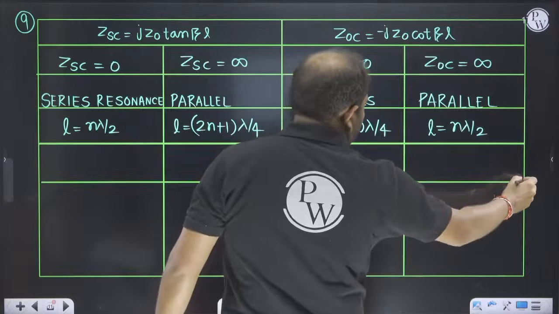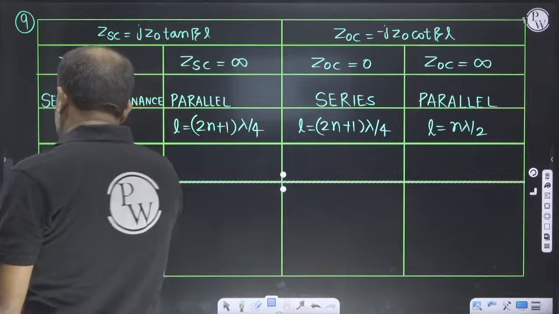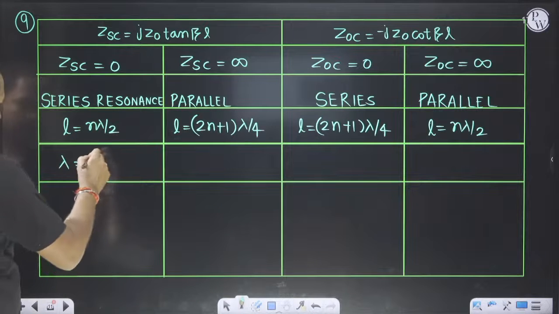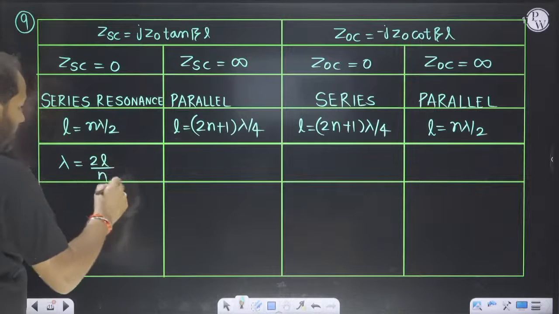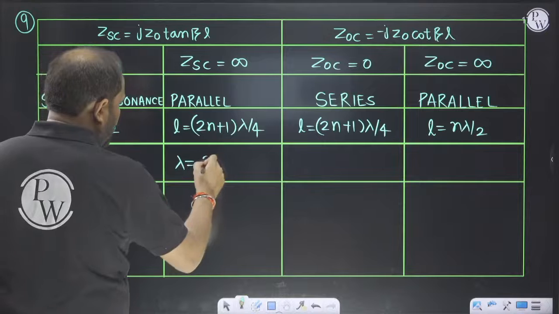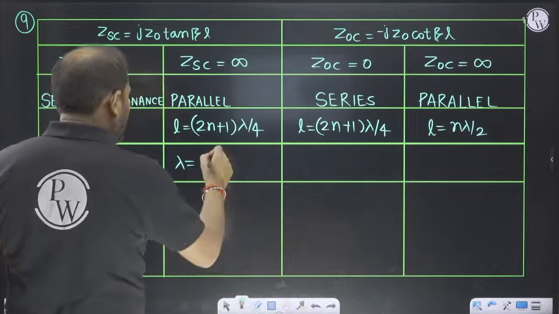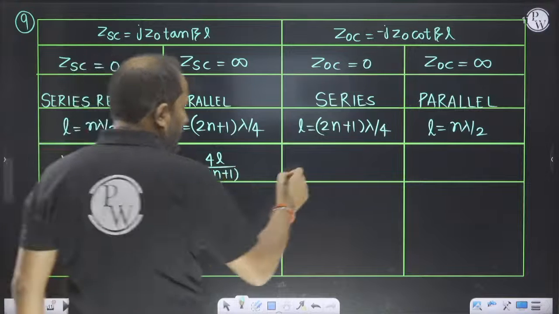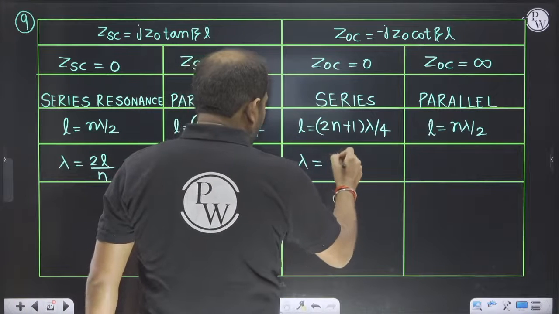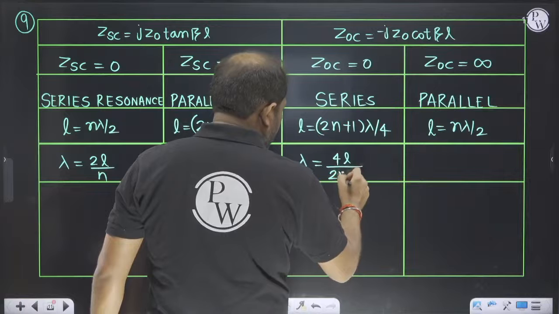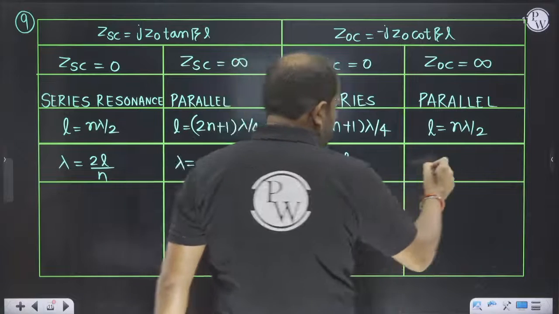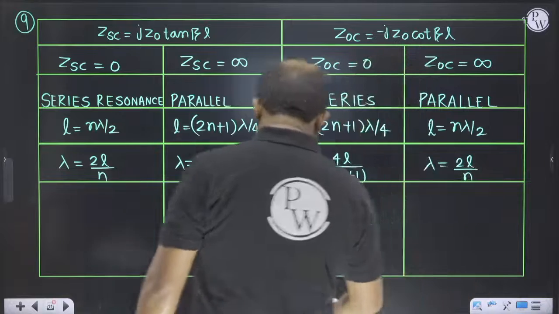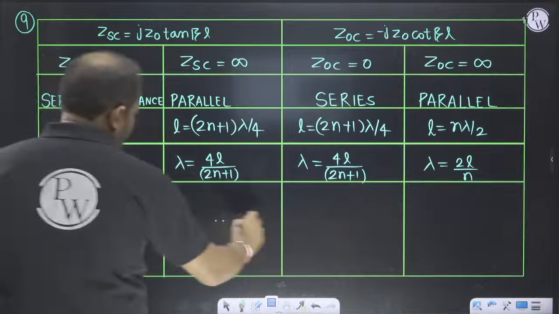Then we will calculate the value of lambda. Lambda is equal to 4L divided by an odd multiple, and here lambda is equal to 2L by n. So this is the formula for lambda.